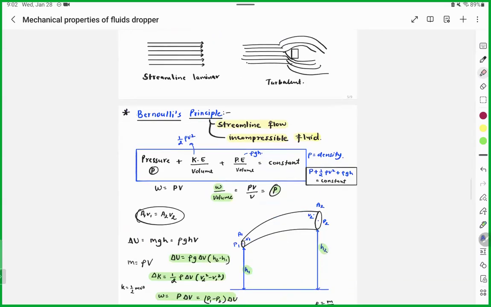Bernoulli's principle, based on the law of conservation of energy.